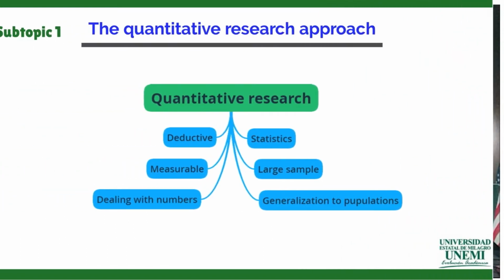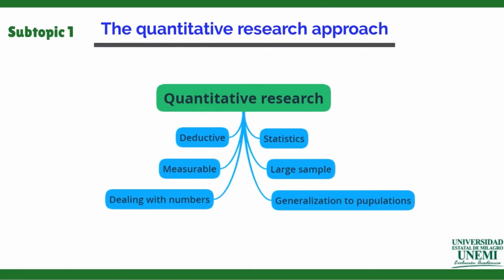Right now, you're watching in the graph the different characteristics of a quantitative research approach. It is deductive, that means it starts with the formulation of hypotheses based on theories to reach a logical conclusion. Measurable, because it's about data that can be gathered and analyzed, deals with numbers, uses statistics, large samples, and is useful to generalize results.